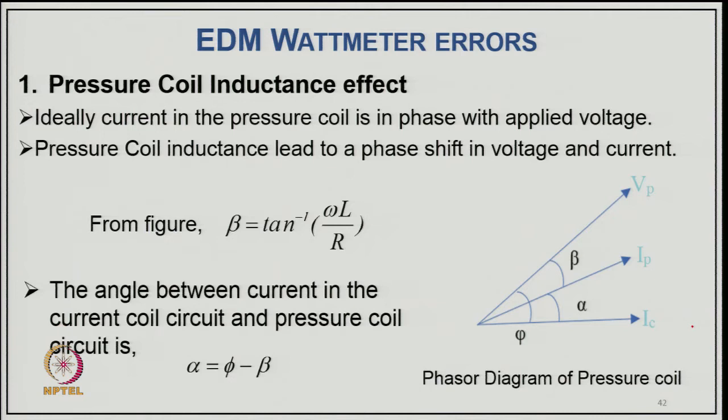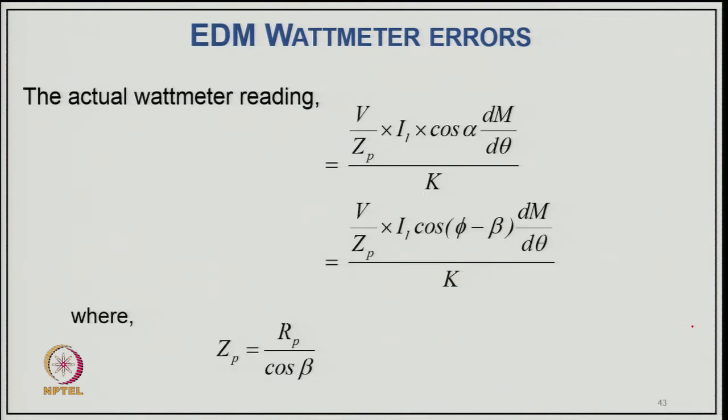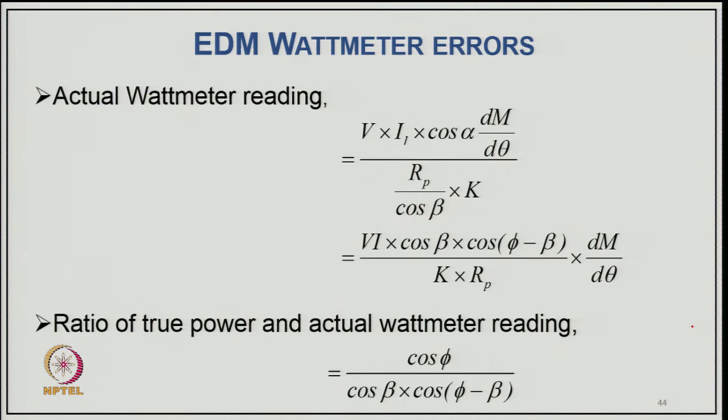You can say the angle between the current in the current coil circuit and the pressure coil circuit is alpha equal to phi minus beta. So, the actual wattmeter reading will be V upon Zp into I1 cos alpha into dM upon d theta divided by k, and you can call it that will be equal to V upon Zp into I1 cos (phi minus beta) dM upon d theta divided by k, where Zp equals Rp upon cos beta. So, the actual wattmeter reading is equal to V I cos beta into cos (phi minus beta) divided by k Rp into dM upon d theta.